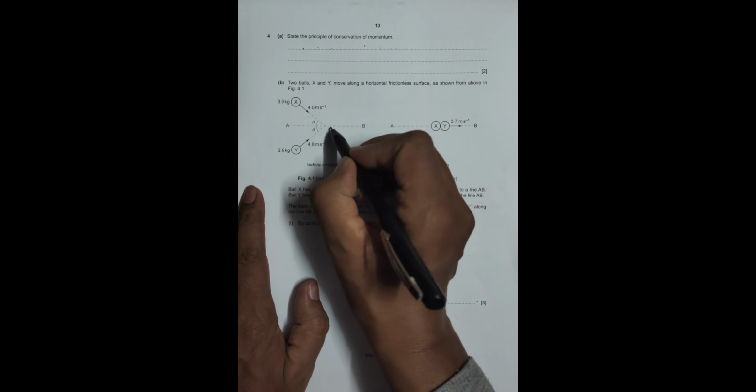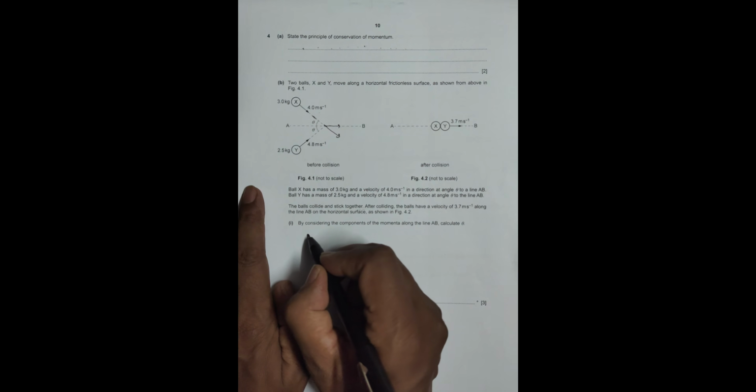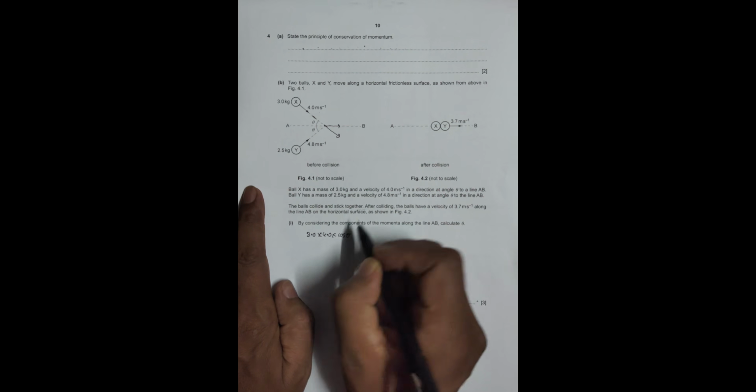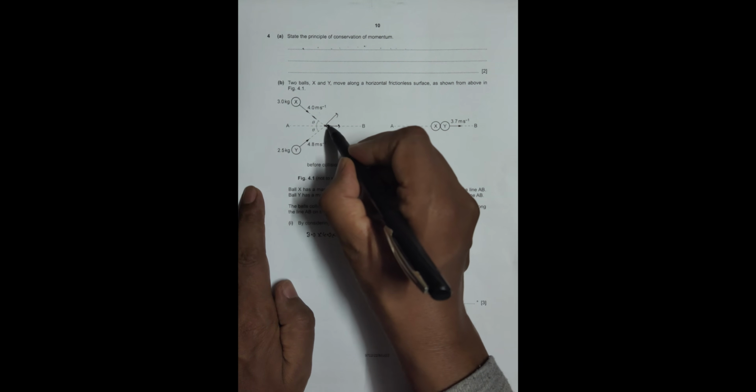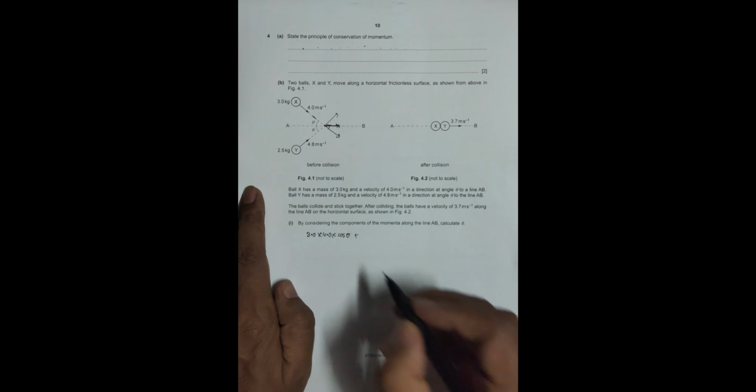So the component of this momentum in this direction will be 3.0 into 4.0 into cos theta. Since this angle is theta here, the component should be cos theta. Plus, for this other ball, its component will also be like this. It's again theta here, so it should be 2.5 into 4.8 cos theta, equal to the momentum in this direction.